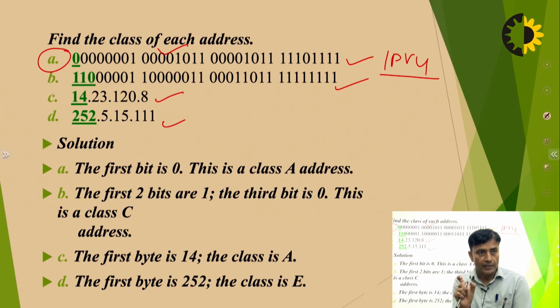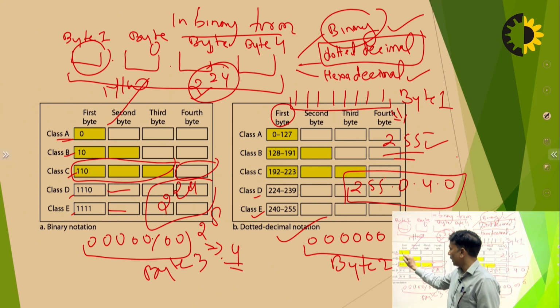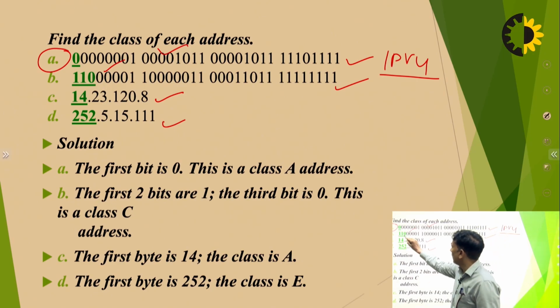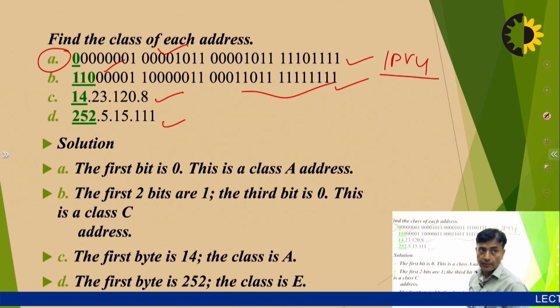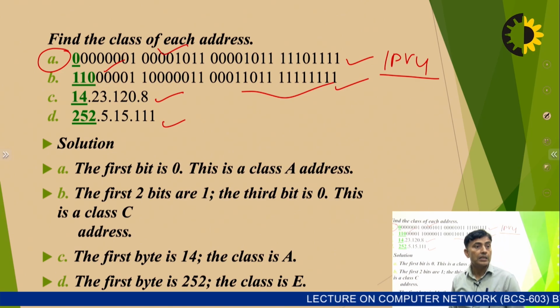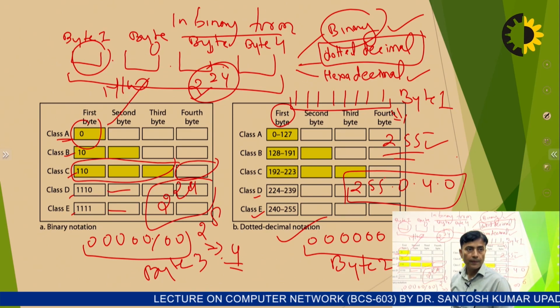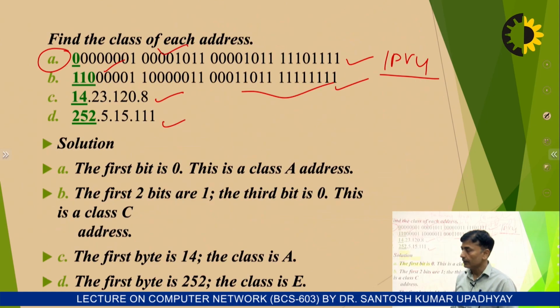If the first byte starts with 0, certainly you have to know that that is class A. So, this is class A. In the previous slide, you can see that class A always starts with 0 at the first byte. Similarly, there is a class with 1, 1, 0 followed by a continuous binary stream. So, 1, 1, 0 is the identification of class C. See here, 1, 1, 0 identifies class C.